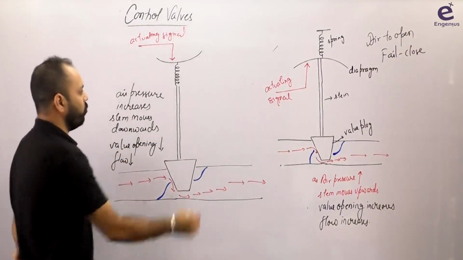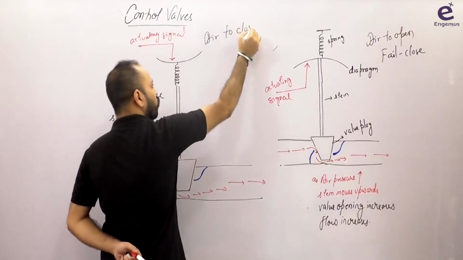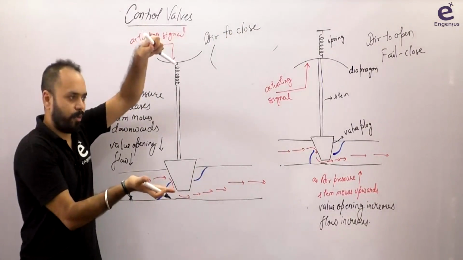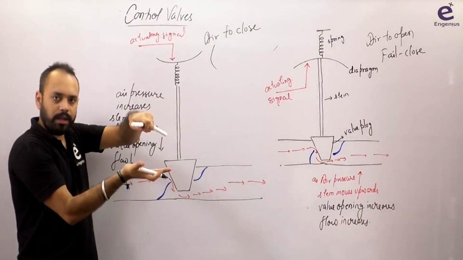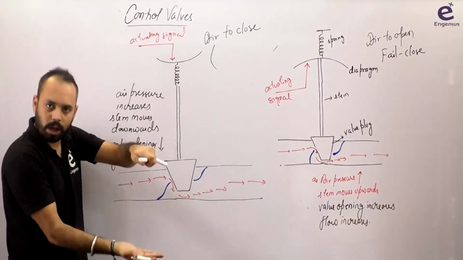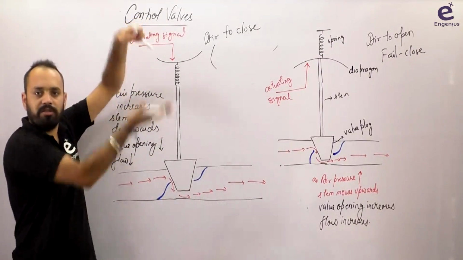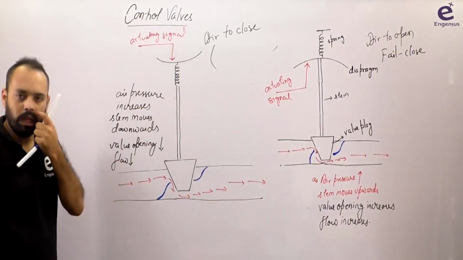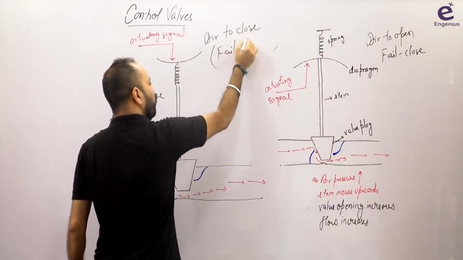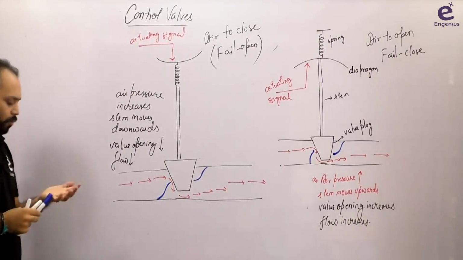So what do you think? What type of valve is it? As you give more air, the valve is getting closed. So air to close. But suppose this signal fails. Earlier the signal was there, so the spring was compressed like this, right? Spring was compressed, the valve, the stem was moving down, right? When there is no signal, the spring will regain its original position and the shaft will also come up, and there will be complete flow. The valve will be completely open. So fail open.